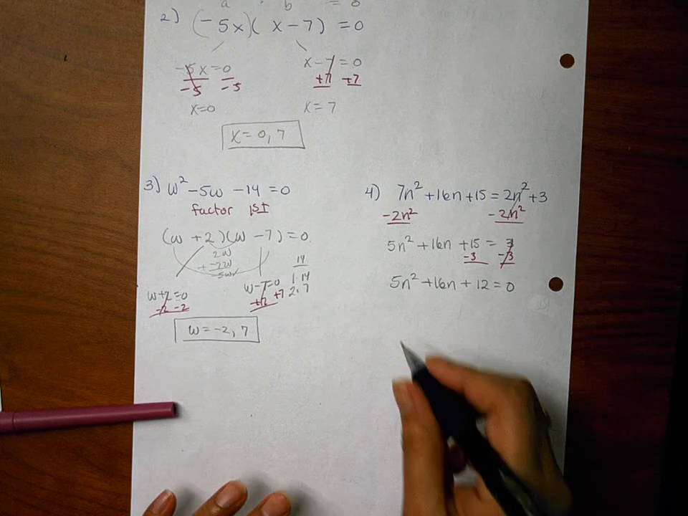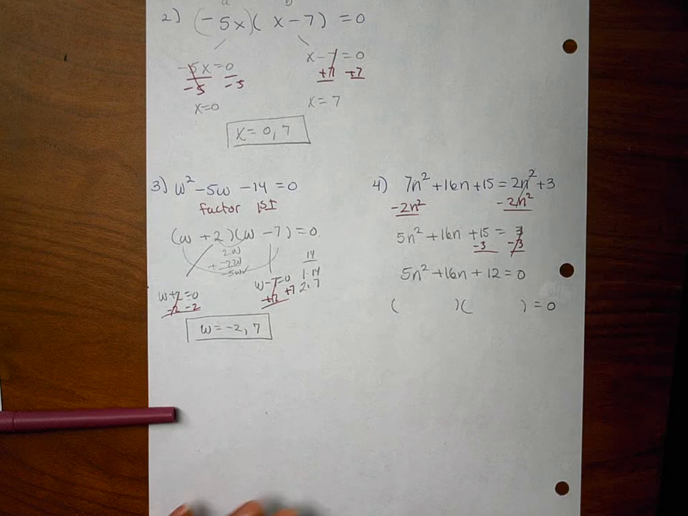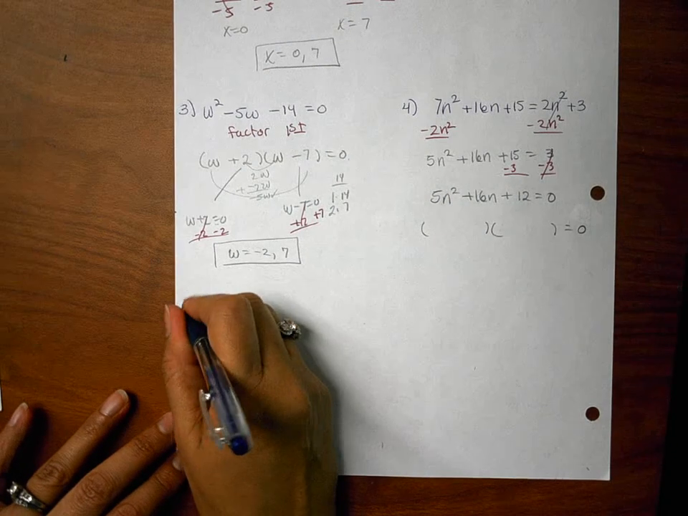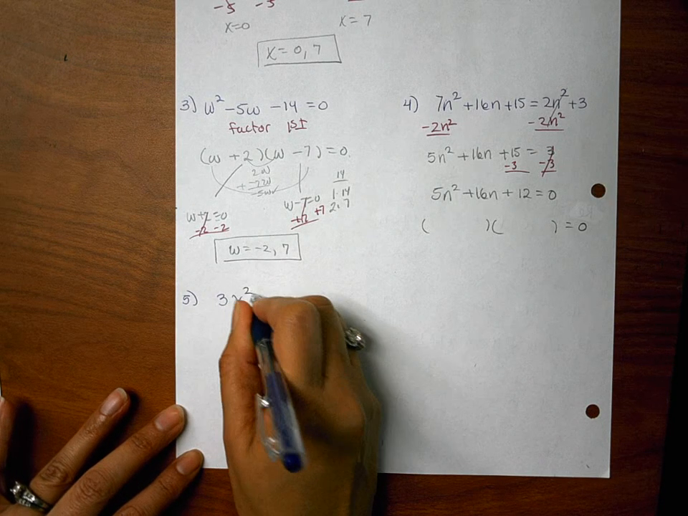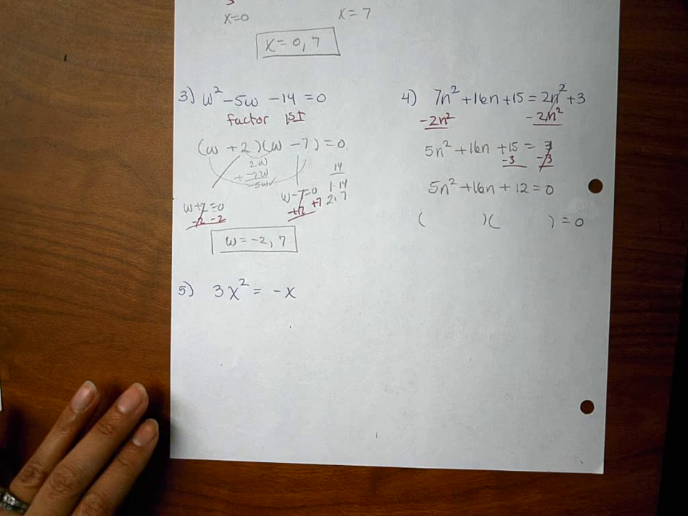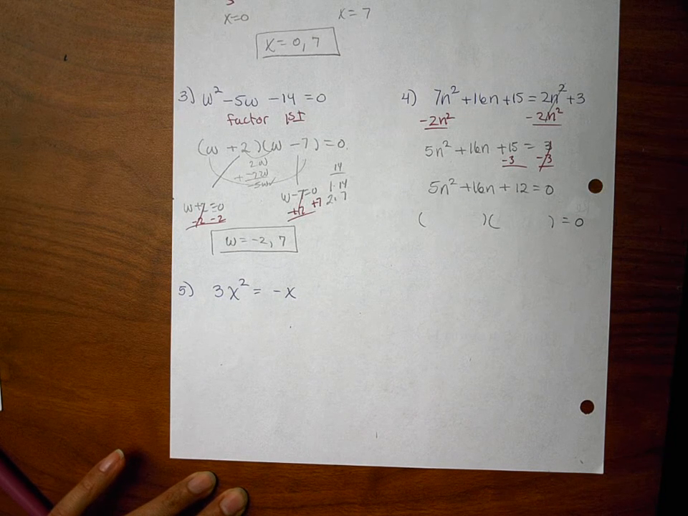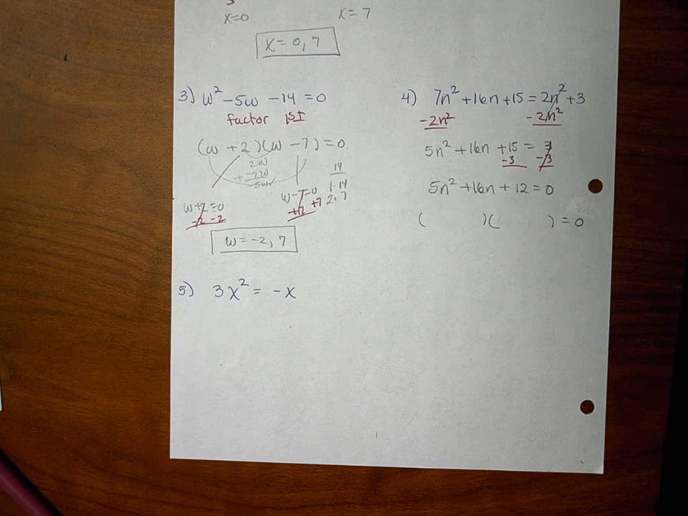All right, I'm going to have you finish this one on your own. Double bubble, factor and solve. And number 5, I'm going to have you try on your own, and we'll check back in class. Number 5 is 3x squared equals negative x. So what you're doing is finishing number 4 and trying number 5, and we'll discuss it in class. That is it for this lesson.